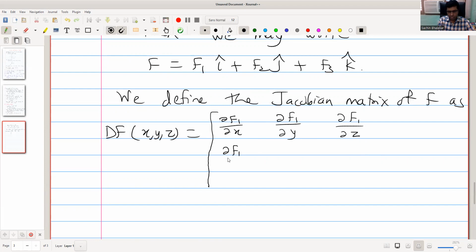So partial f2 with respect to x, partial f2 with respect to y, and partial f3 with respect to z. I should say f2, sorry. Second row is for f2. And third row is for f3.